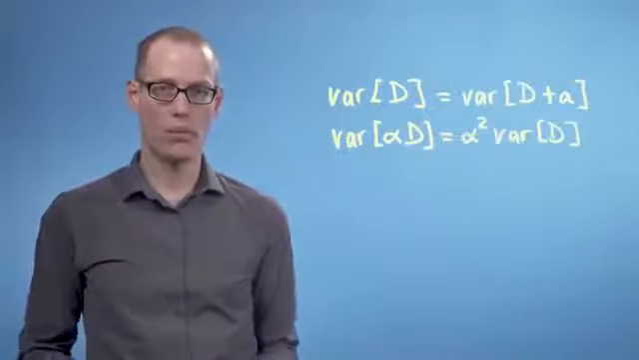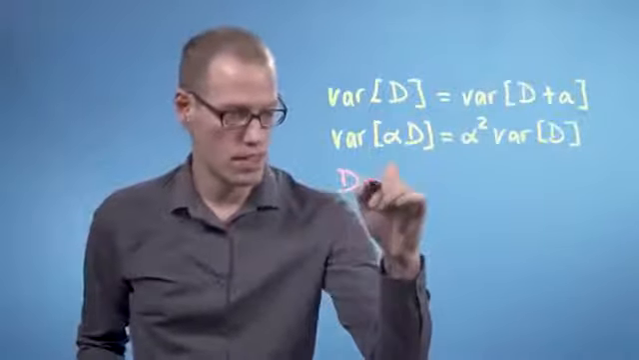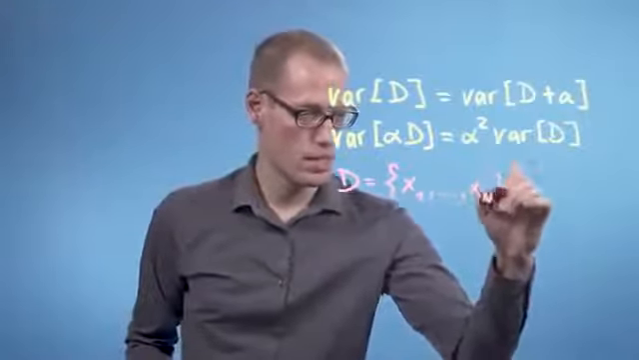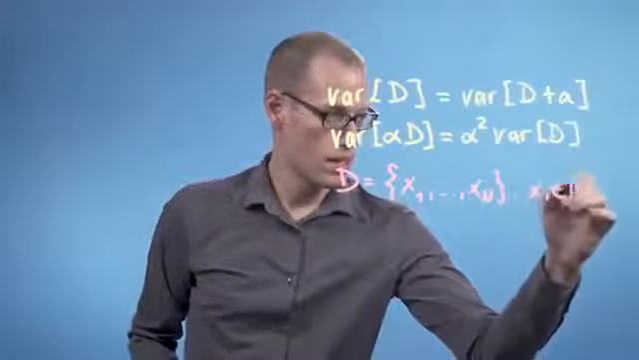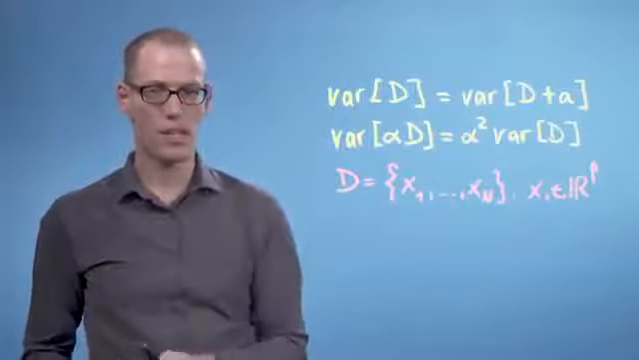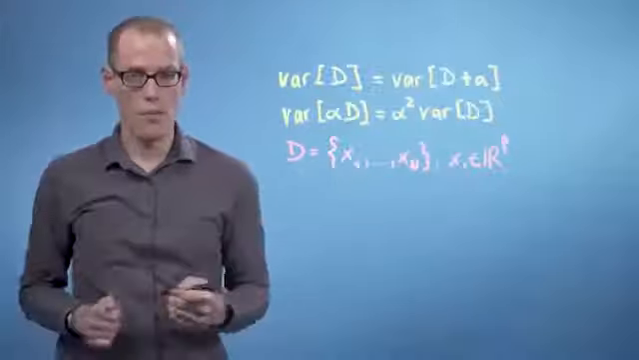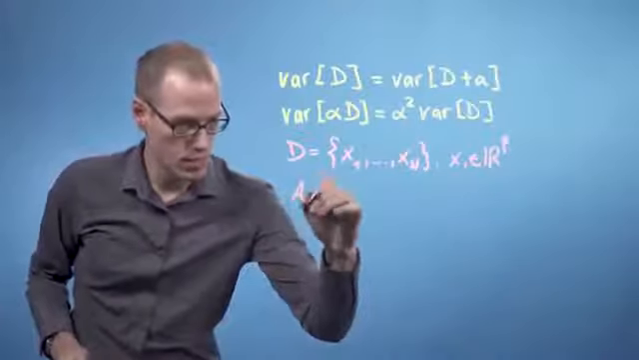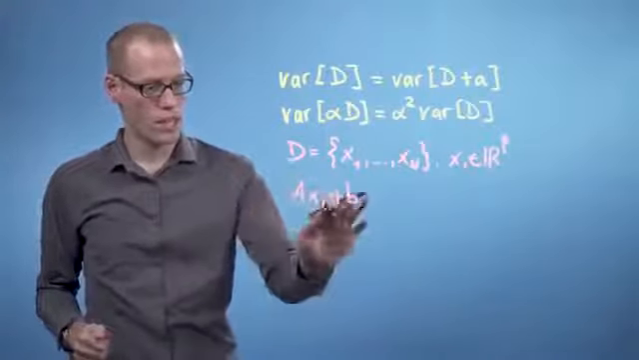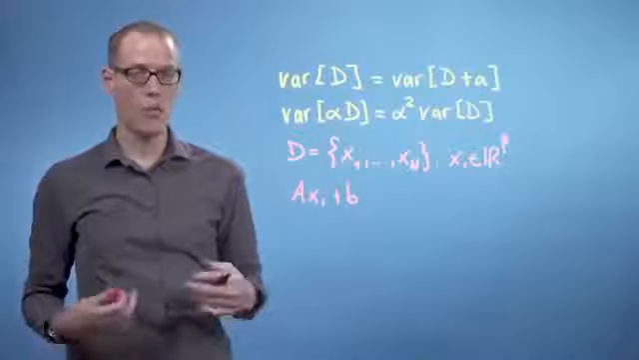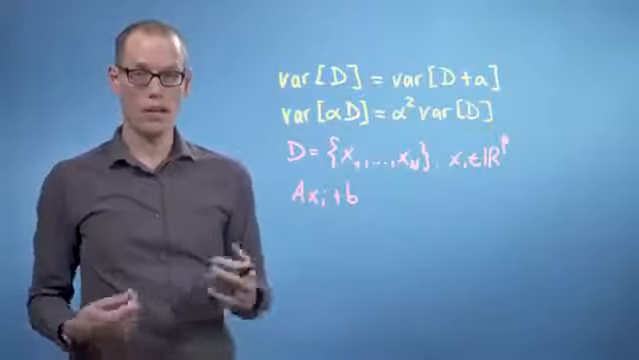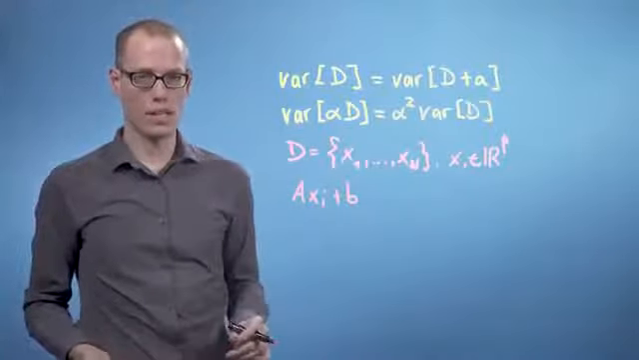Now let's have a look at high-dimensional problems. Assume we have a data set D, which is a collection of data points x1 to xn, and the xi live in R^p. Remember, the variance of this data set is given by a covariance matrix. If we perform a linear transformation of every data point, say A xi plus b, for a given matrix A and an offset vector b, the question is, what happens to our data set if we do this to every single data point? Well, we get the covariance matrix of the transformed data set as follows.